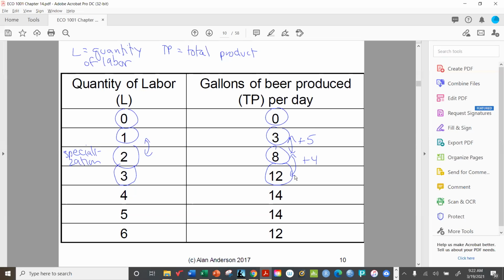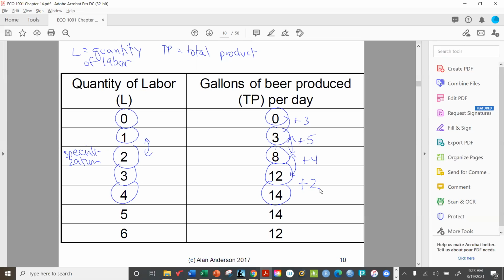So here I added a third worker and my output jumped up by 4 units. Up here though, it only went up by 3. So we went from a gain of 3 with the first worker to 5 with the second worker and 4 with the third worker. Now we hire a fourth person and the output jumps up by 2. Now you notice a pattern developing here. As I keep adding more workers, the extra output that they bring me is going up more and more slowly.